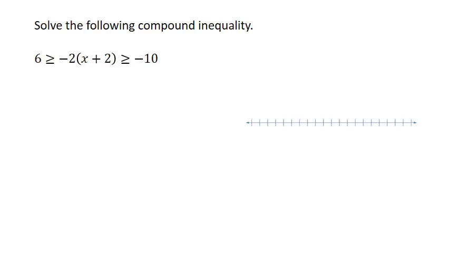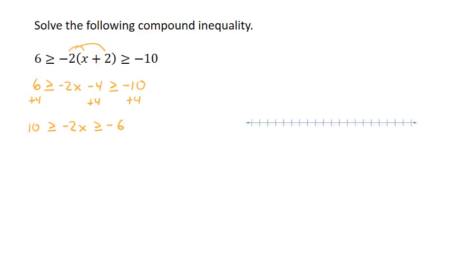So here's one more example to drive home this concept. I've got 6 is greater than or equal to negative 2 times x plus 2, which is greater than or equal to negative 10. So I'm first going to start doing my distribution. 6 is greater than or equal to, I believe that's going to be a negative 2x minus 4, which is greater than or equal to negative 10. Let's add that 4. That produces 10 is greater than or equal to negative 2x, which is greater than or equal to negative 6.